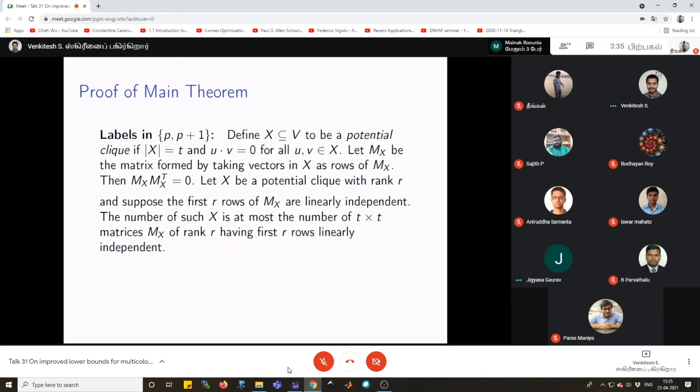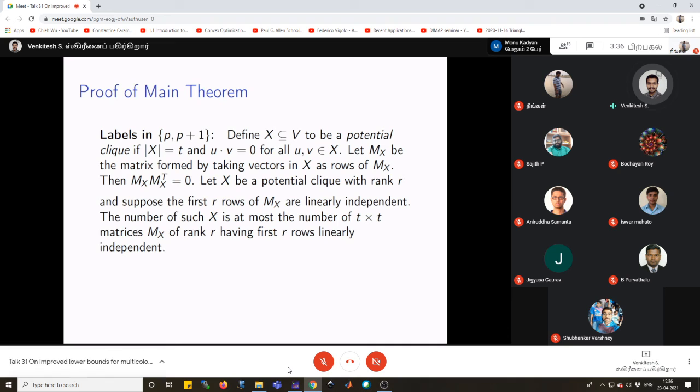Are you saying that X is a subspace? No. Just a subset. Let X be a potential clique with rank R. What is it? Rank of Mx, yeah. I should have clarified that this time. So the rank is corresponding to the matrix. X is just a collection. You could think of it as a collection of rows. I put those rows together, I look at a matrix, and then I calculate its rank. That's what I'm doing here. Yeah, that's a good point. Thanks. So the rank corresponds to the rank of the matrix, and this is the convention that we fixed, which is that the first R rows are linearly independent.